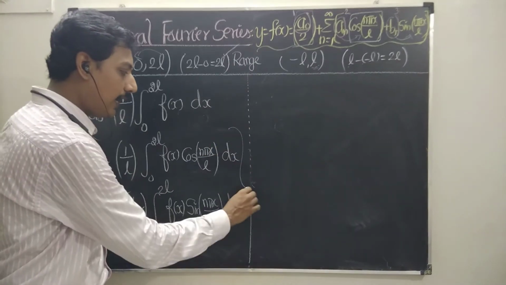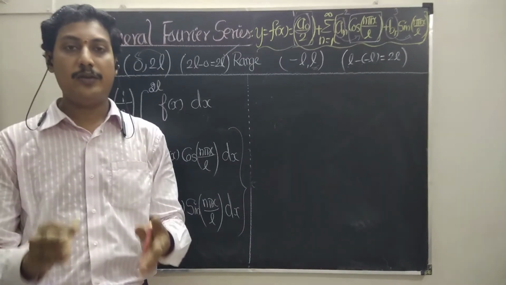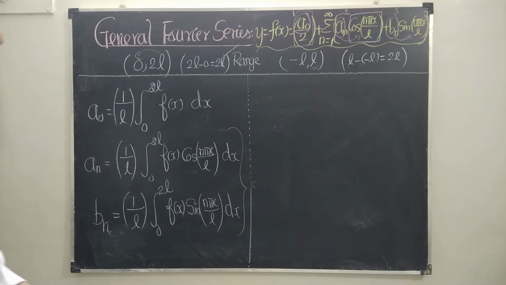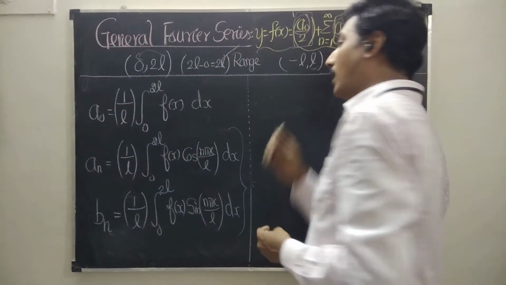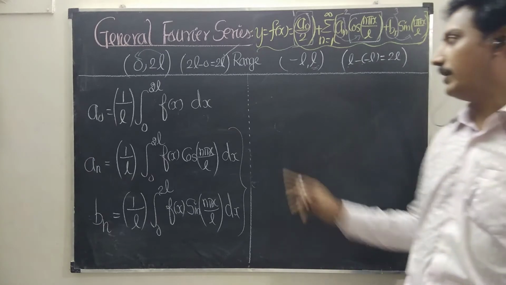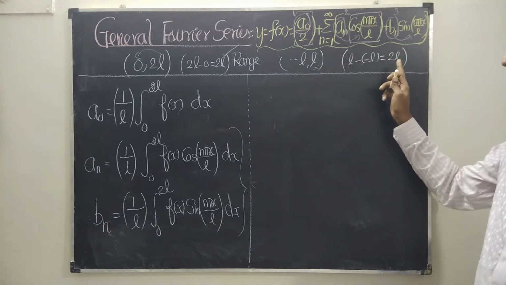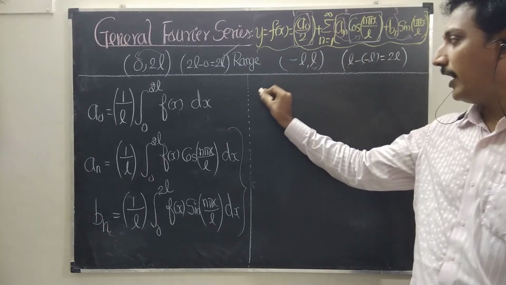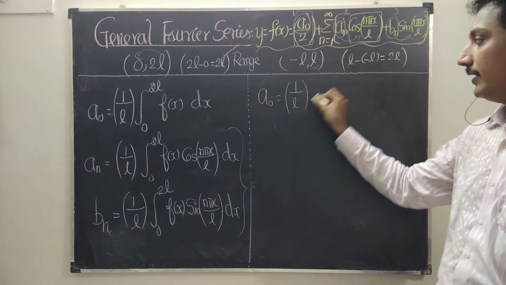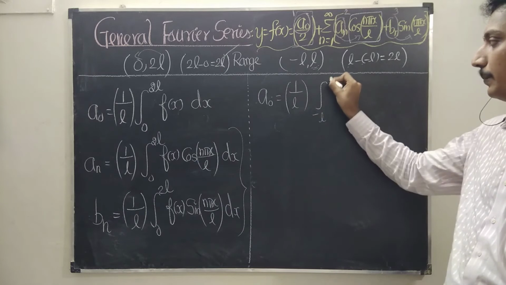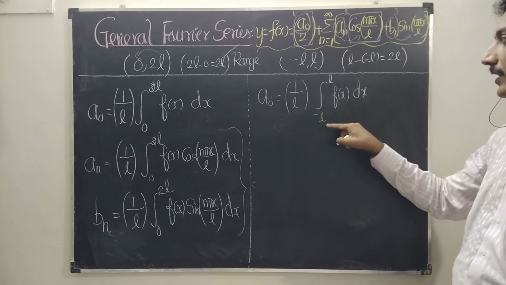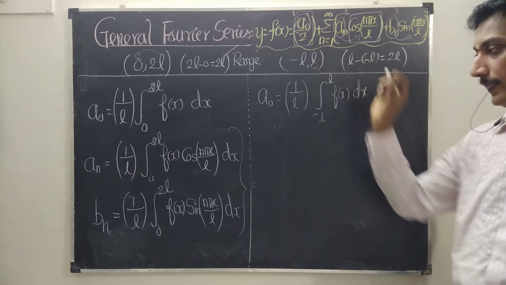To get these two values, it is safer to apply the same formula. Can you guess what the formula is under the interval minus L comma L? The same idea once again, because for minus L comma L, anyhow the range is 2L only. So the A0 formula is 1 by L, integral minus L to plus L f of x dx, because the interval is now different, minus L comma L.